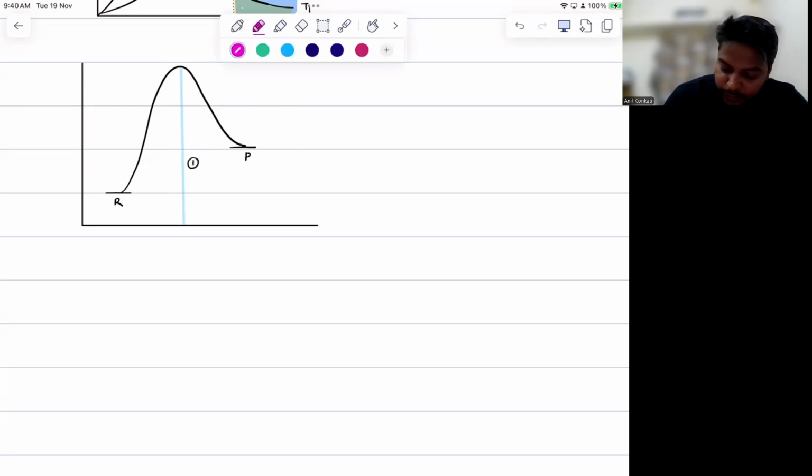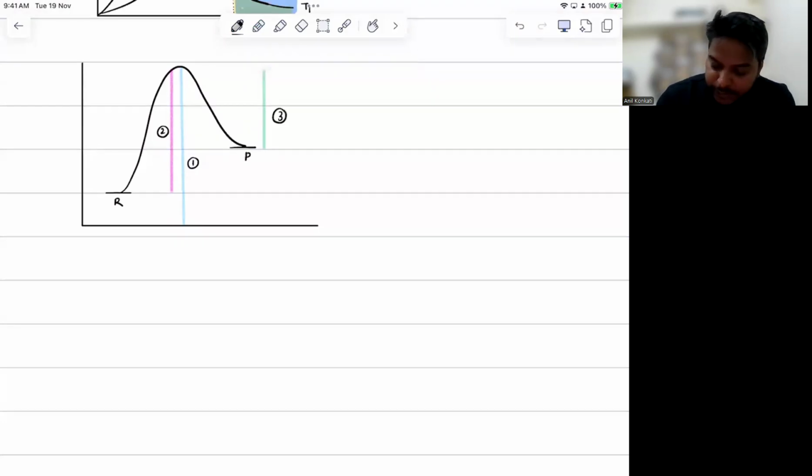Next factor is this one, from here till here. So let this be 2. And similarly, if you notice from here to here, almost from this point to this point here, let this be 3. Right? And the difference between the reactant and product, this one is the difference. Let this be 4.